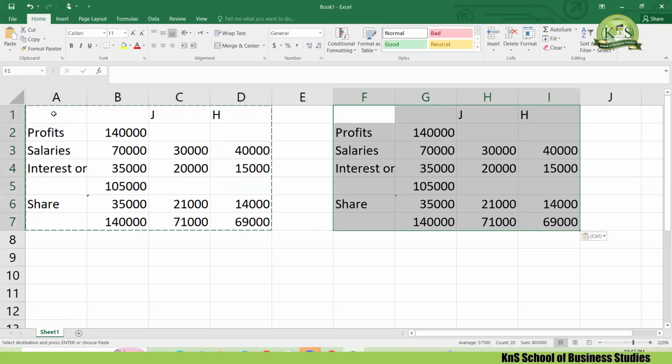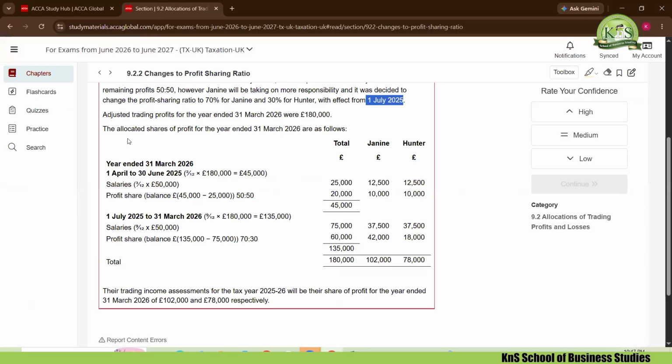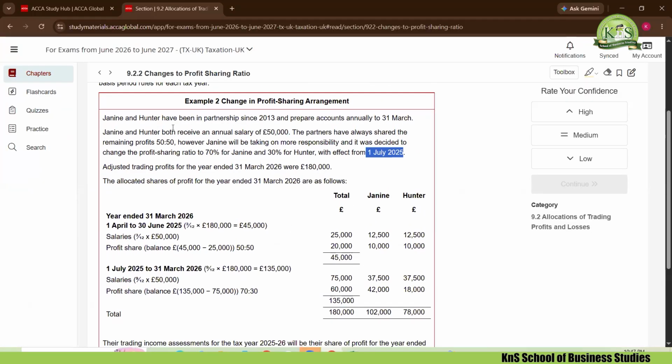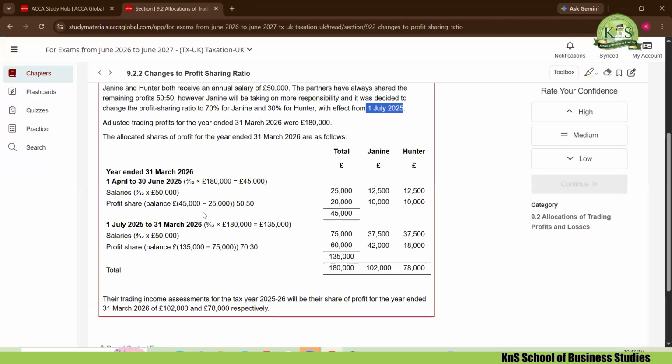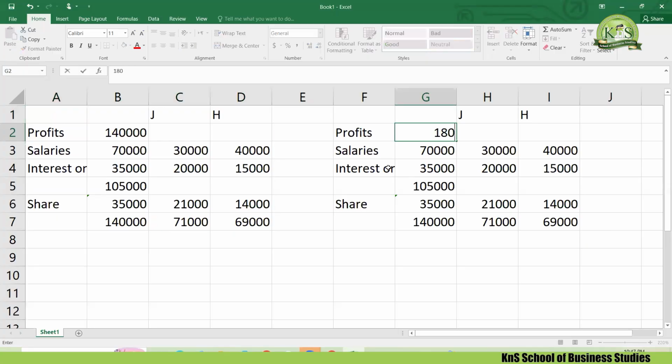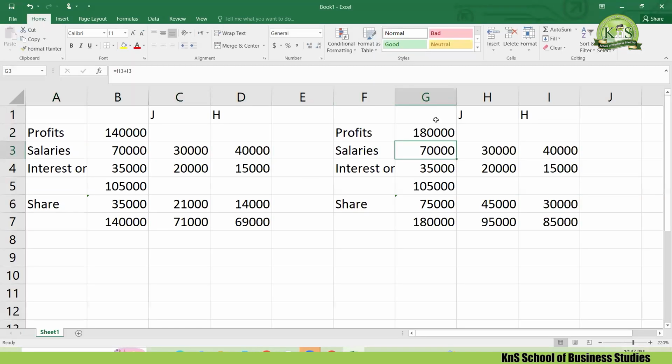Let's suppose it's the same Janin and the Hunter, so J and H. Okay. What are the profits? The profits are 180,000. Salaries, how much salary is being taken? Both receive an annual salary of 50,000. Okay, now here comes a twist. Let me put this down here and I'll put on the date.